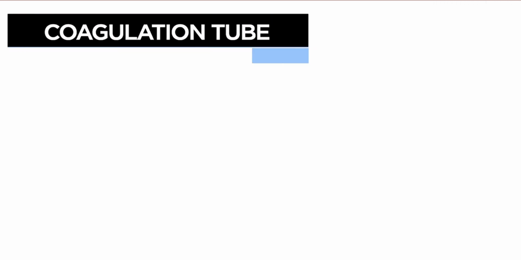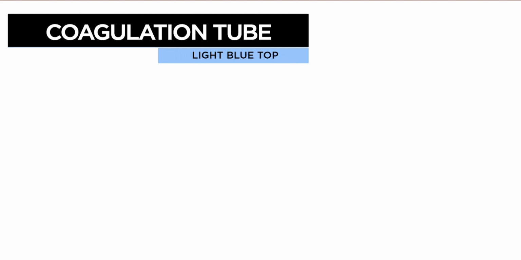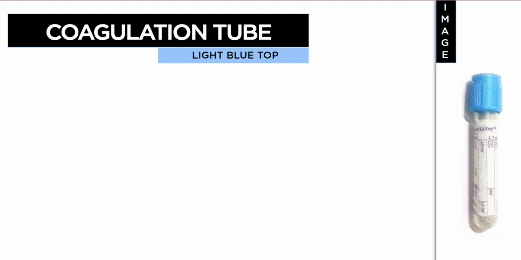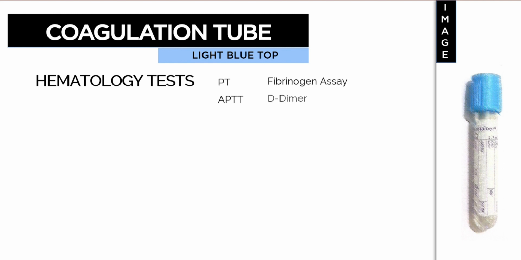The next on the list are coagulation tubes. They have a light blue top. Here is an image. They are used for hematology tests such as prothrombin time or the PT, active partial thromboplastin time or the APTT, fibrinogen assay, D-dimer, and more. It has an additive of sodium citrate which acts as an anticoagulant by binding to calcium ions in the blood and disrupting the clotting cascade. After collection, it has to be inverted 3 to 4 times.